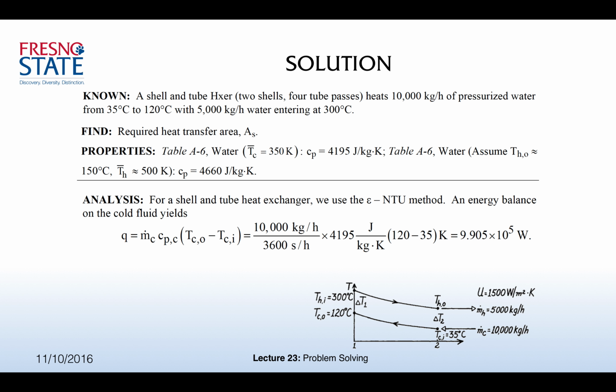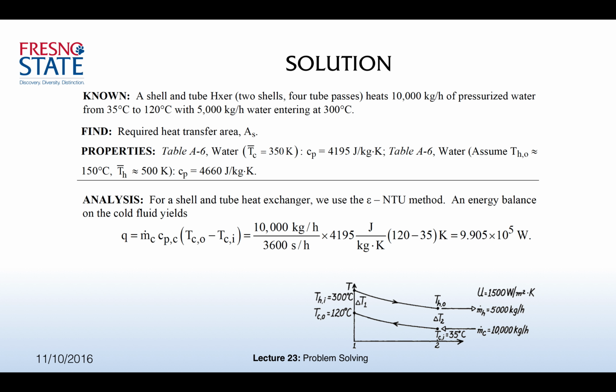In this case, since we have our U, we have a shell and tube heat exchanger. We usually use the effectiveness NTU method. It's always possible to use the other method as well, the theta LMTD method, but this one is preferred for shell and tube heat exchangers. So that's the one we are going to use.